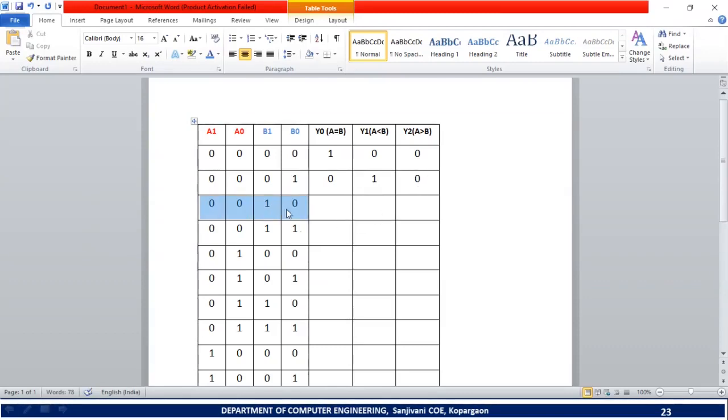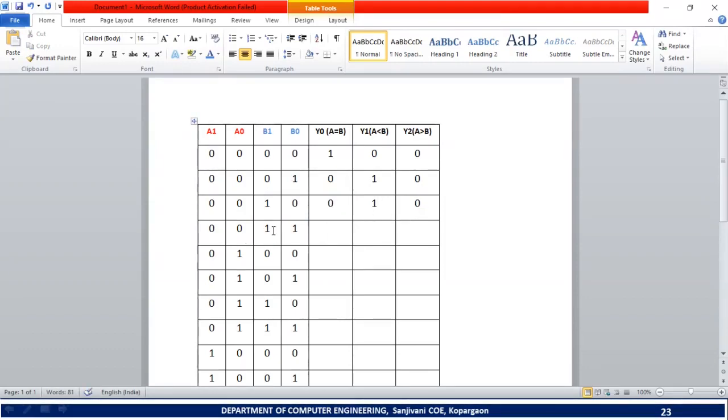Then consider the next row. 0 0 1 0. Right, so here A is 0. And what is the value of B? B is 1 0. Again, it is a binary number. Convert it into decimal. What is the decimal equivalent of 1 0? It is 2. Okay, so 2 is greater than 0. So that's why here again B is greater. So B is greater means this output should be 1 and the remaining two outputs should be 0.